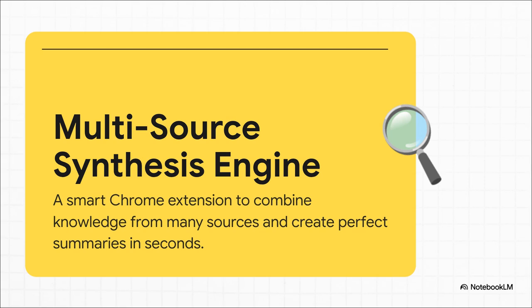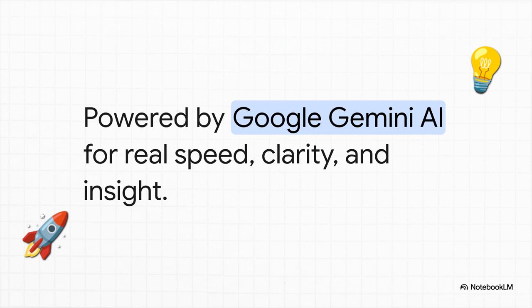So, here it is. The multi-source synthesis engine. It's a smart Chrome extension designed to fix the exact problems we just talked about. I mean, just imagine feeding it all those scattered articles and getting back one single coherent summary. And get this, in seconds. So how on earth does it do that?